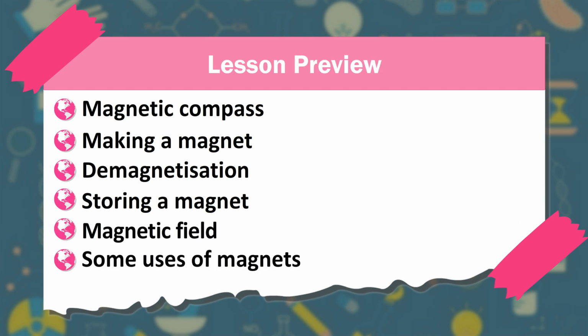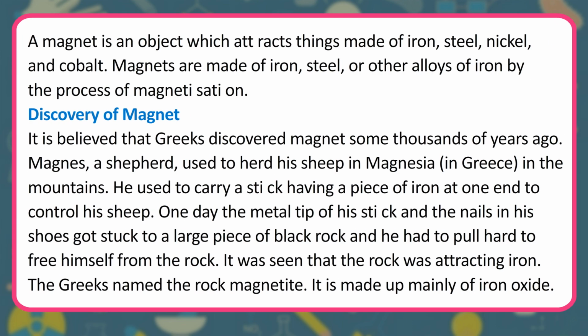Some uses of magnets. A magnet is an object which attracts things made of iron, steel, nickel, and cobalt. Magnets are made of iron, steel, or other alloys of iron by the process of magnetization. Discovery of magnet. It is believed that Greeks discovered magnets some thousands of years ago.